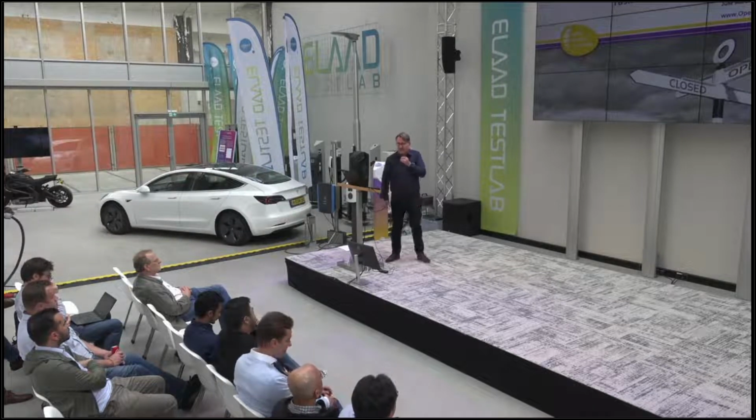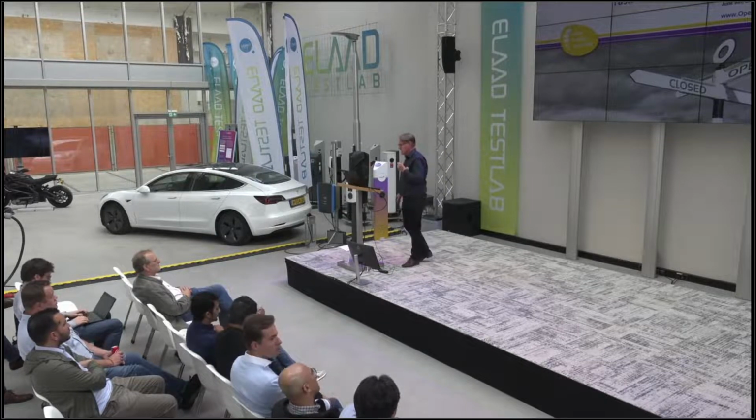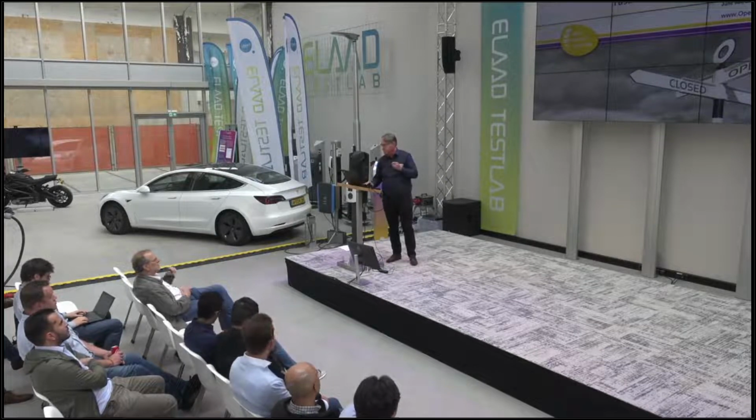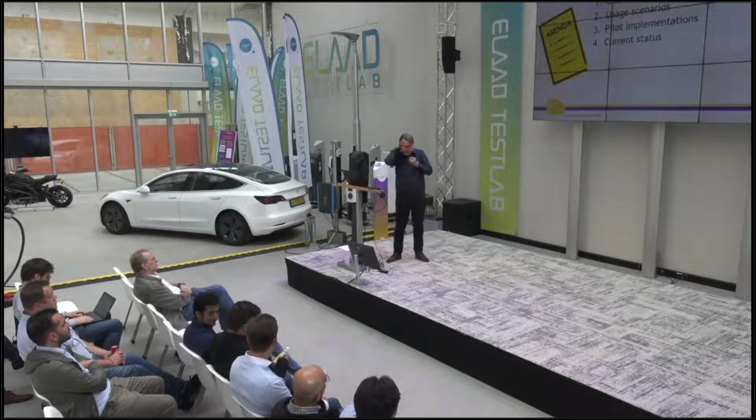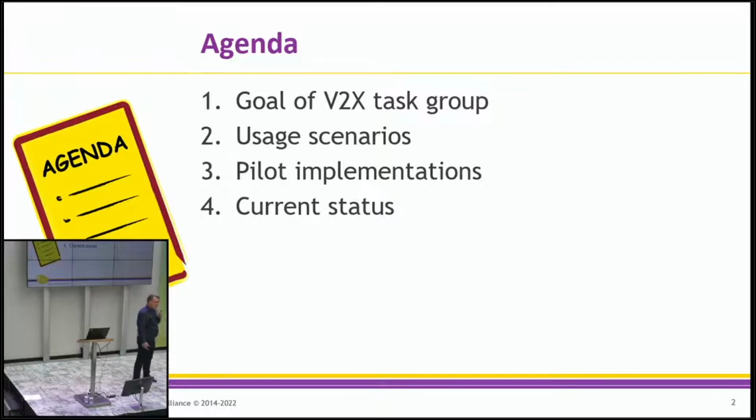Okay, so my final task group presentation now is going to be about the V2X task group. Again, I start with talking about the goal of the V2X task group. Why do we do this? The usage scenarios that we intend to support with V2X functionality, and some pilot implementations that have been done. And of course, I end up with the current status of our specification.